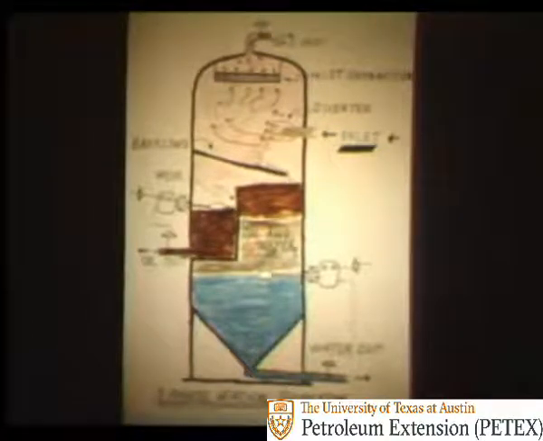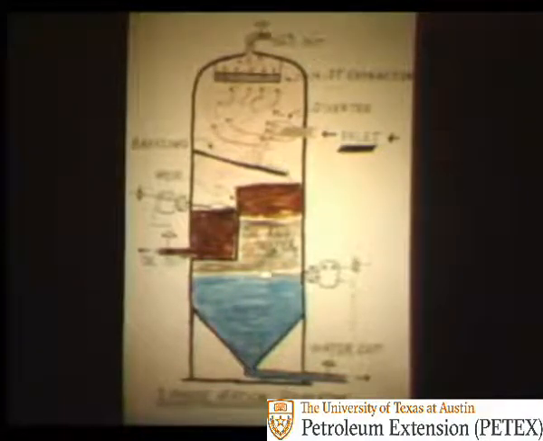A three-phase separator removes gas from the liquids and then separates oil from the water. Let's follow the flow in a three-phase separator starting at the inlet on the upper right side. The inlet diverter changes the flow direction to help separate the liquids from the gas. The gas flows upward through the mist extractor and out of the separator.